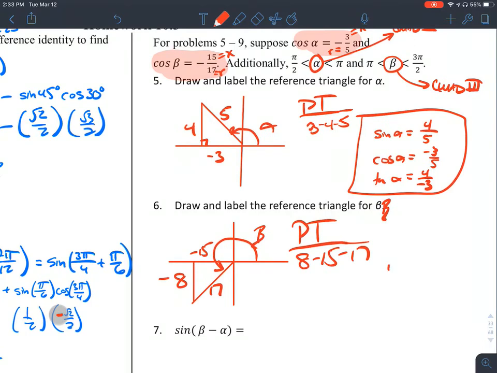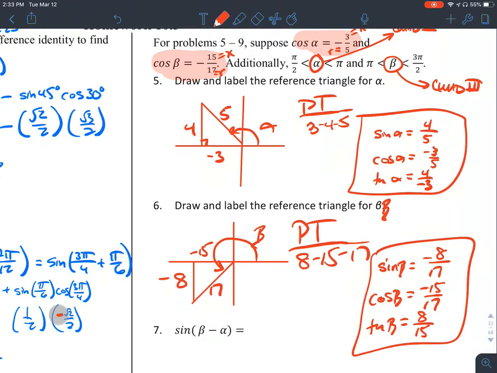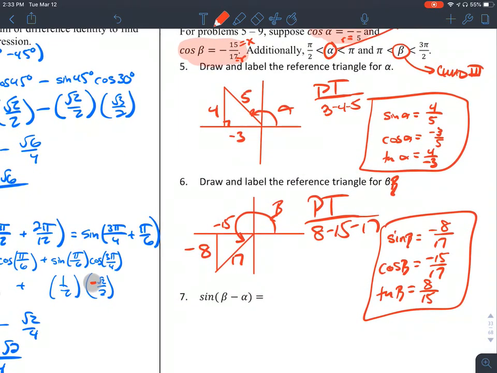Thusly, sine of beta is y/r, cosine of beta is x/r, and tangent of beta is y/x. They're both negatives, so they reduce to positives. We're going to use that information for later things.